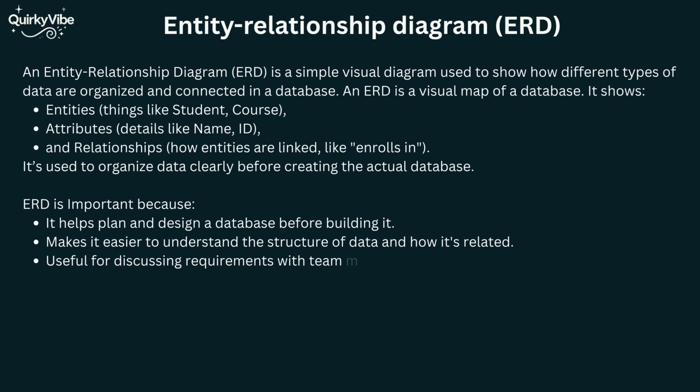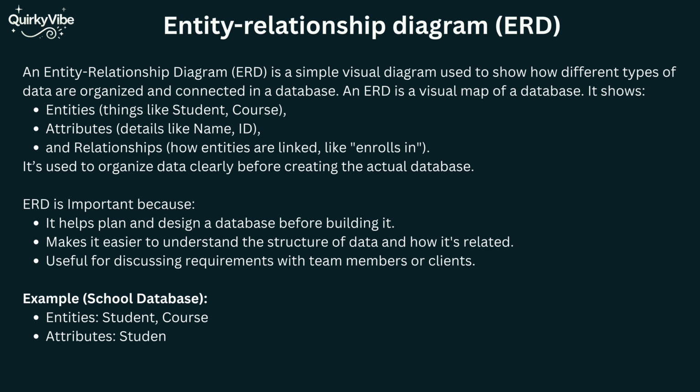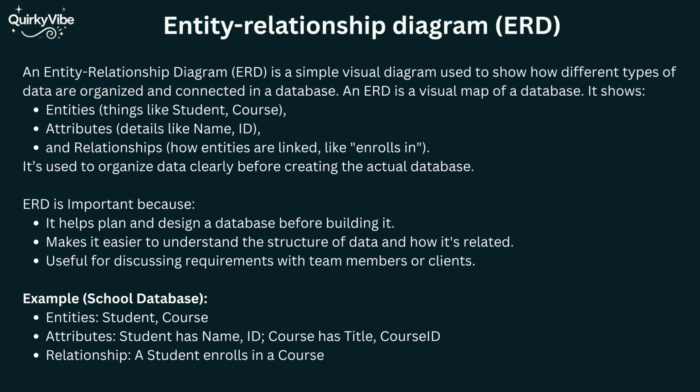Let's take a quick example. Imagine a school database. You have 2 entities, student and course. A student has attributes like name and ID. A course has attributes like title and course ID. And the relationship? A student enrolls in a course.